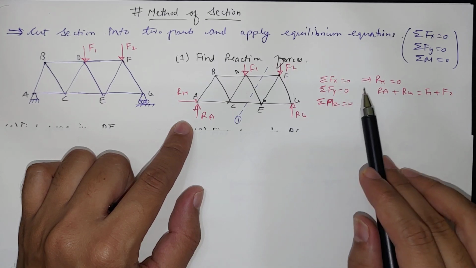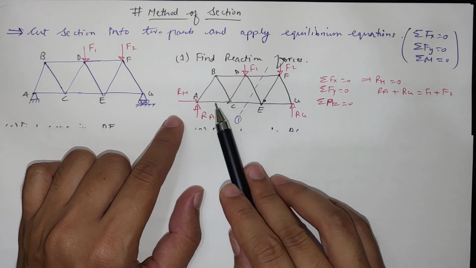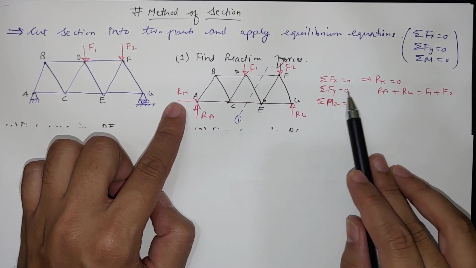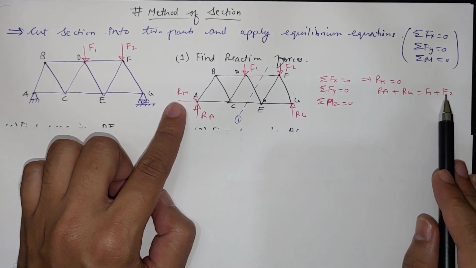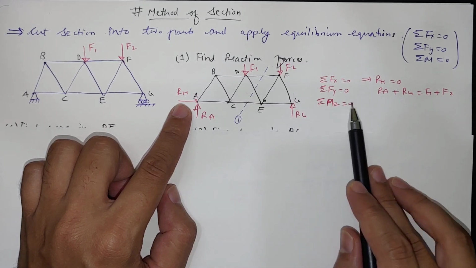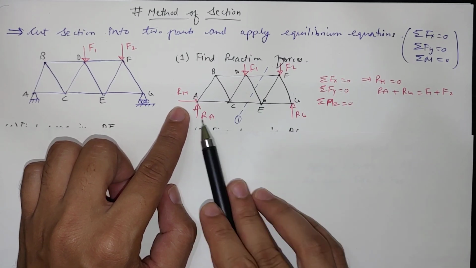Now if we do summation of Fx, then at this point RH will be 0, and by summation of Fy we can write this equation. And if we take summation of moment at any point, A or G, then we can find these two reaction forces.